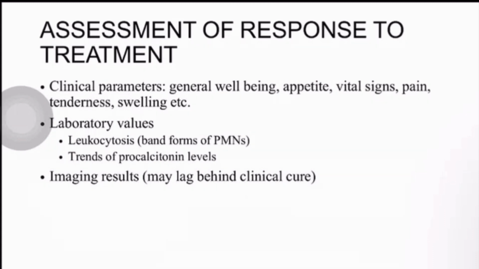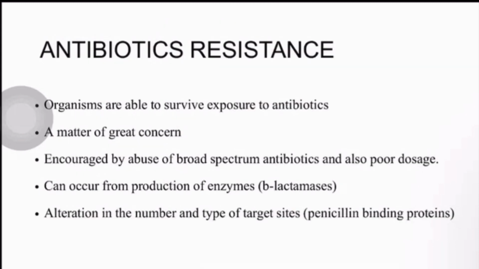So, assessment of response to treatment, you also look out for certain things to be sure that the antibiotic given is actually working. You'll be checking the clinical parameters, which include their general well-being, vital signs, and swelling. You want to ensure that all the signs of inflammation are gone. You'll be looking at laboratory values to ensure that they have a normal white blood cell count, there are no polymorphonuclear cells, and the procalcitonin level is normal. You want to ensure all of this. However, imaging results are not a good assessment of response to treatment because they usually lag behind clinical cure. So, antibiotic resistance.